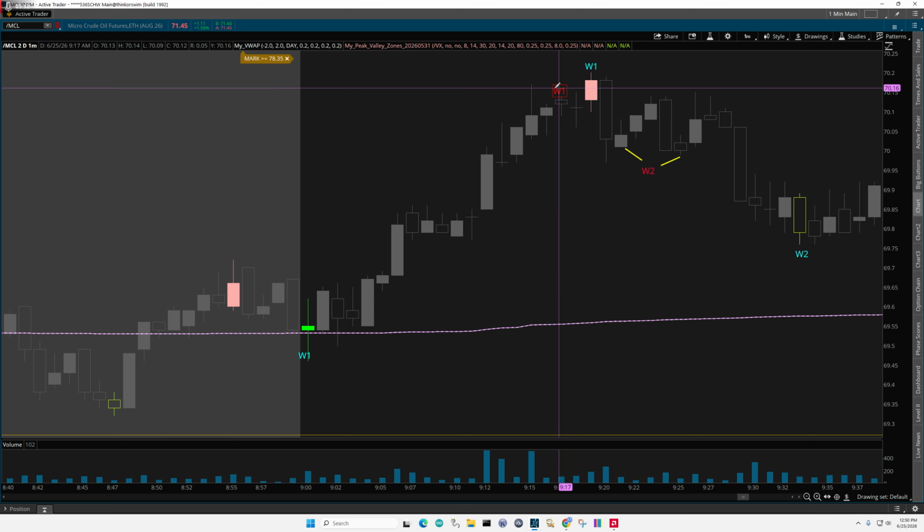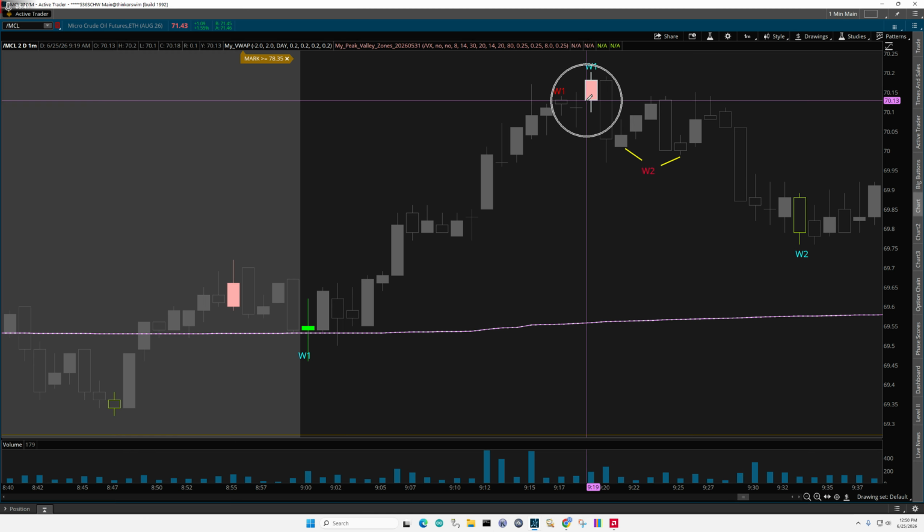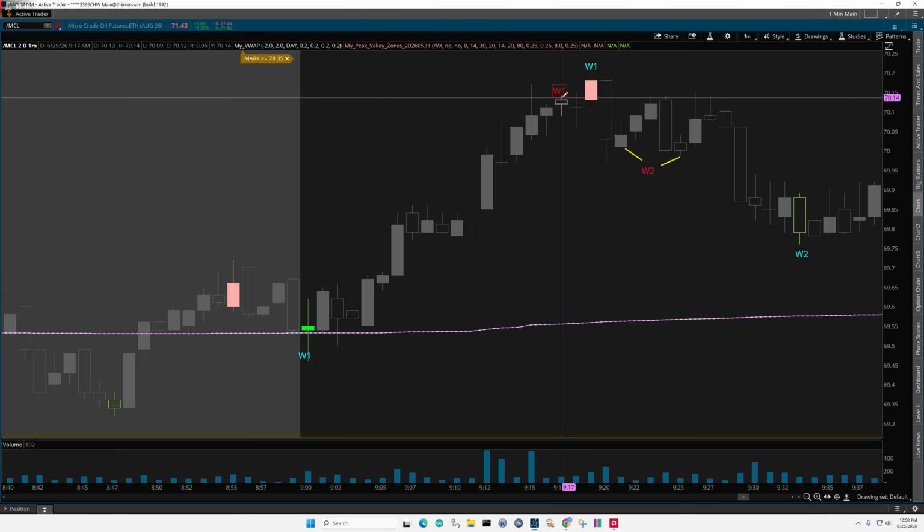But why do I have it marked as a red failed wave one? It's red because the open of this candle body is 70.13. Then the open of this candle is 70.13. So yes, it is a high, and we get candle body under candle body, which means, hey, price could be pulling back. But then this second candle opens where this other one actually opened, so they're connecting.